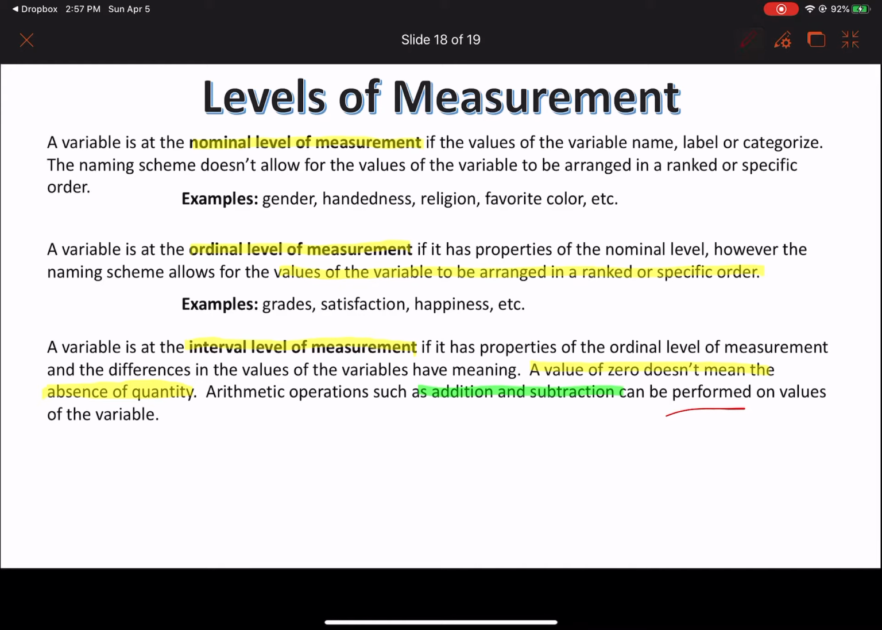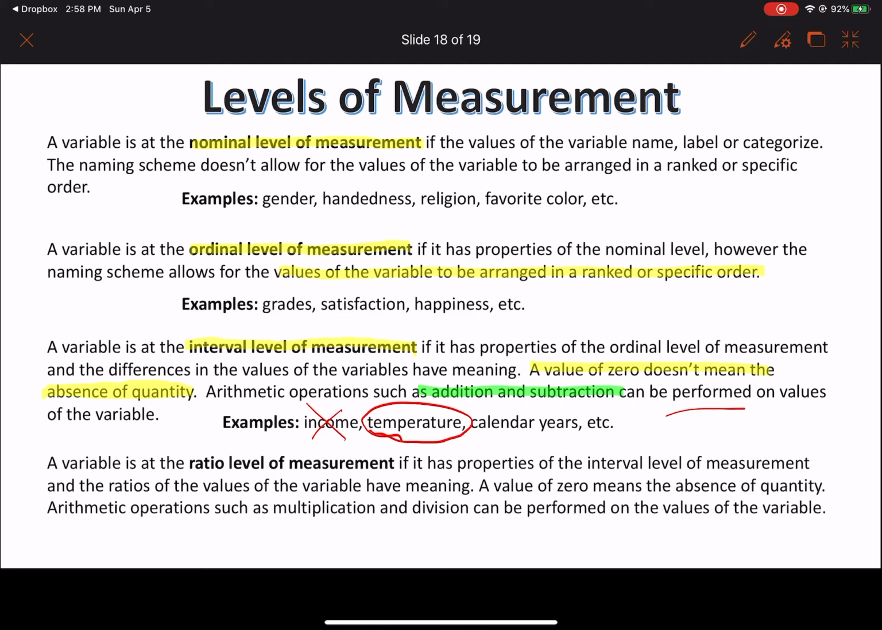So examples that we have here are income, temperature, calendar years, things like that. These are things that you can use addition and subtraction on. 0 doesn't necessarily mean absence of quantity. Year 0 would just be between BC and AD. Income and $0. Actually, I kind of don't like that one. We're going to take that one off of this list. But temperature, I already used that. It doesn't mean an absence of quantity.